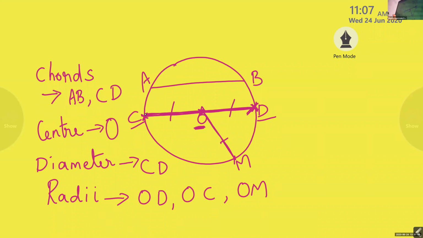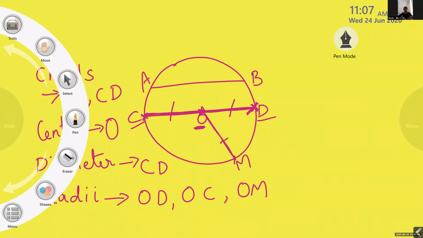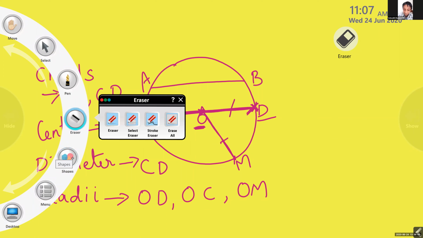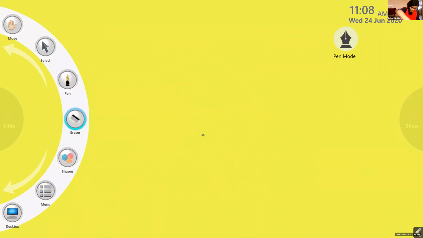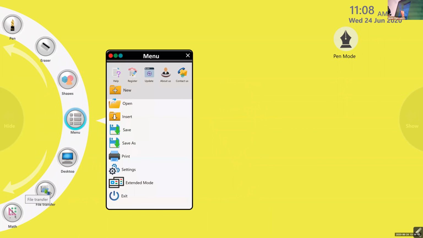Now, you have your workbook with you? Yes, ma'am. Take out your workbook, page number 3, question number 16. Look at that question. We are going to do it now. Question number 16A. Okay.